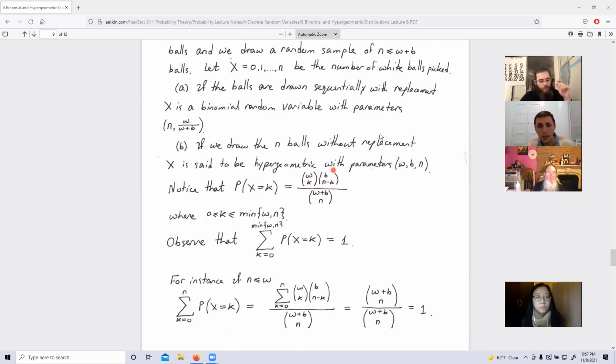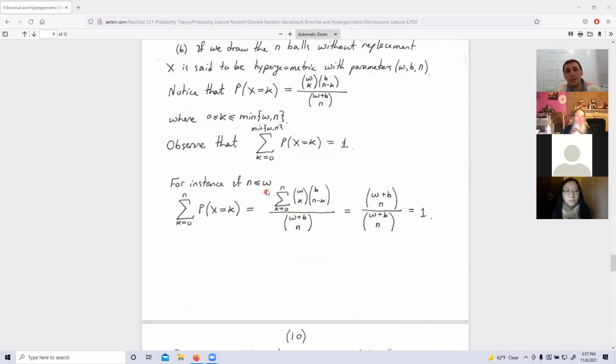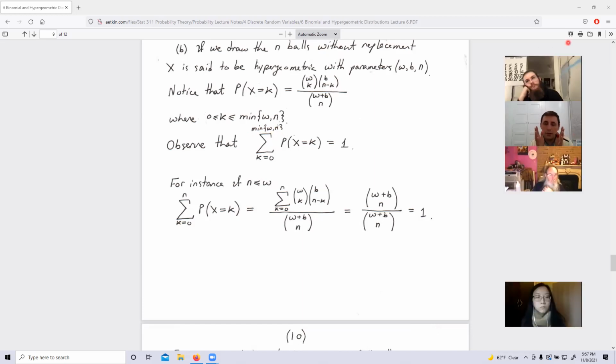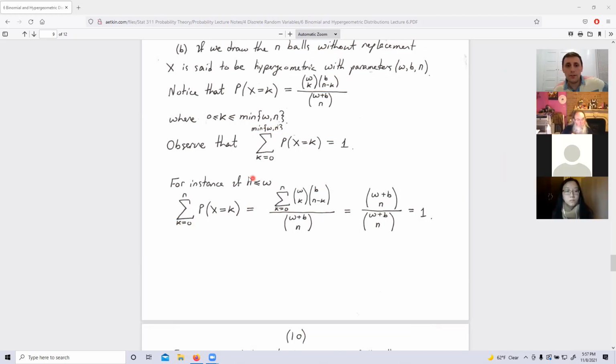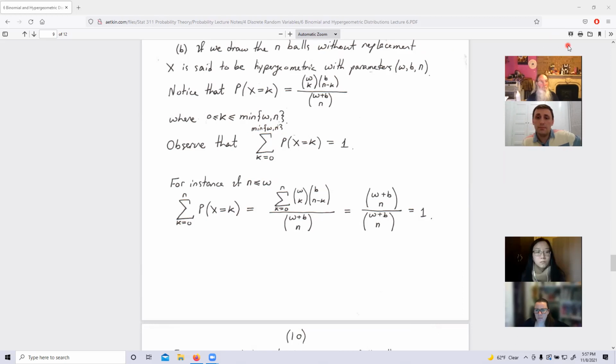You agree? So we can calculate, for instance, suppose that in general, I can get at most the minimum of W and N white balls. How big is the sample? How many white balls do I have? At most I can get the minimum of W and N. So if the sample N is smaller than W, then I can get up to N white balls. In other words, all balls in my sample can be white.